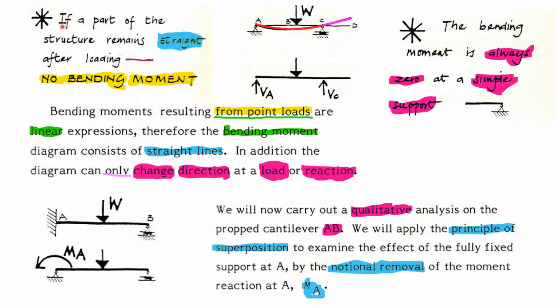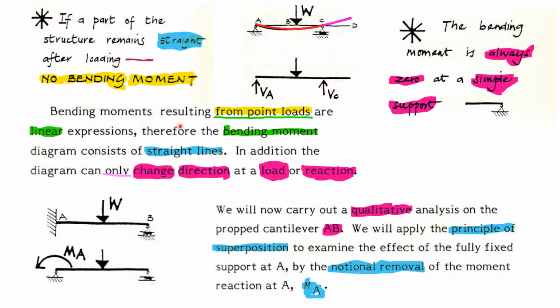Here, one golden rule is that if a part of the structure remains straight after loading, there is no bending moment. It means that this part of the structure, CD, remains straight after loading, so there is no bending moment at this straight portion. That's what is written here. This is one of the golden rules we need to remember. Another golden rule is that the bending moment is always zero at a simple support. At these points, the bending moment is always zero at the simple support points.